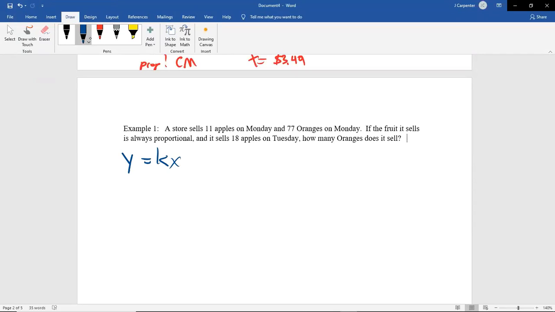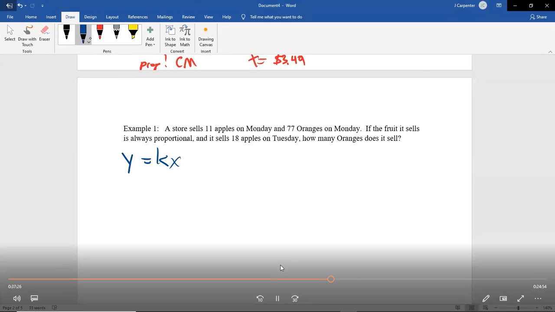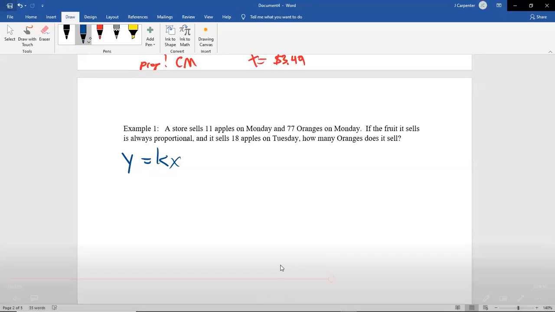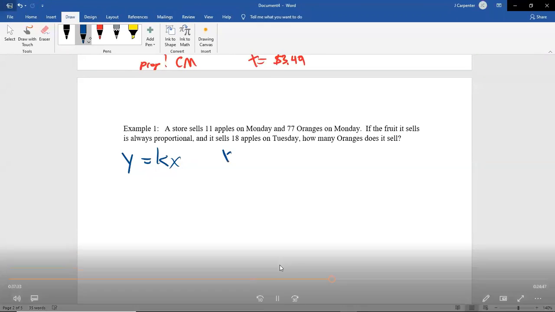Which one do I want to call apples? Which one do I want to call oranges? Technically, it doesn't matter. I have mentioned that for direct proportions, it does not matter which one you call y and x as long as you're consistent. You just might find a different value of k in that process. So I'm going to choose to call x the apples and y the oranges.